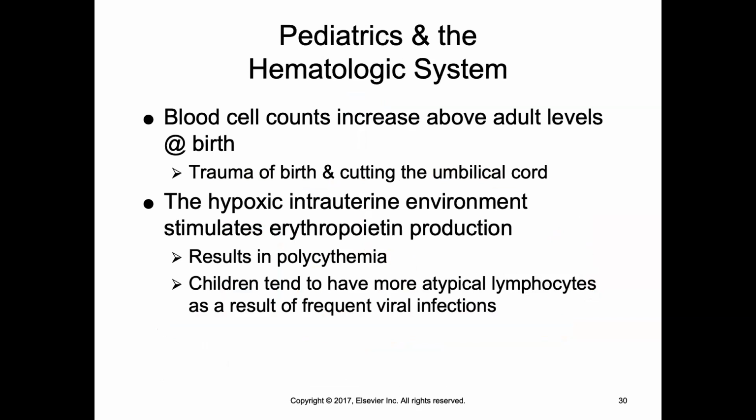Blood cell counts increase above adult levels at birth because of the trauma of birth and cutting the umbilicus. Hypoxic intrauterine environment is going to stimulate erythropoietin production, resulting in polycythemia. Okay, so here we get the definition for polycythemia. Polycythemia is an elevated red blood cell count. Okay, an elevated crit.